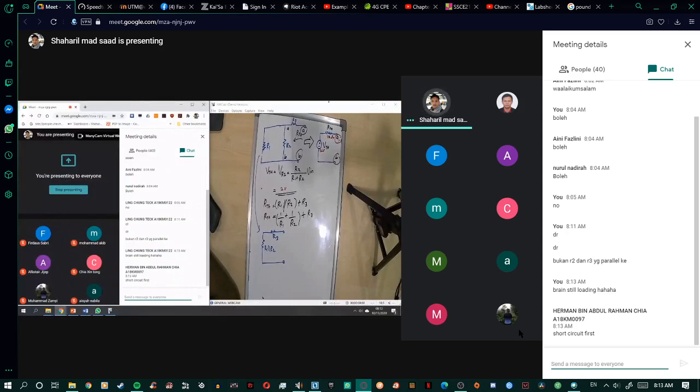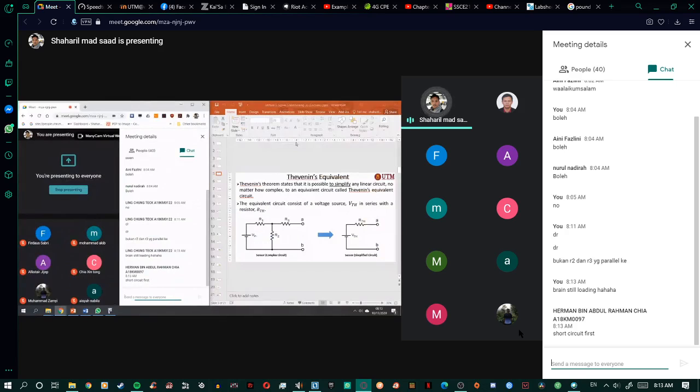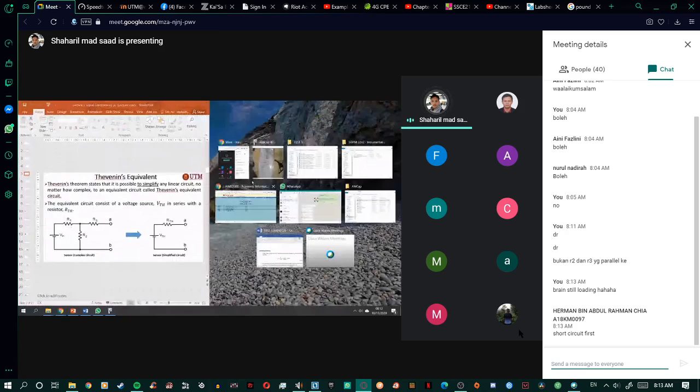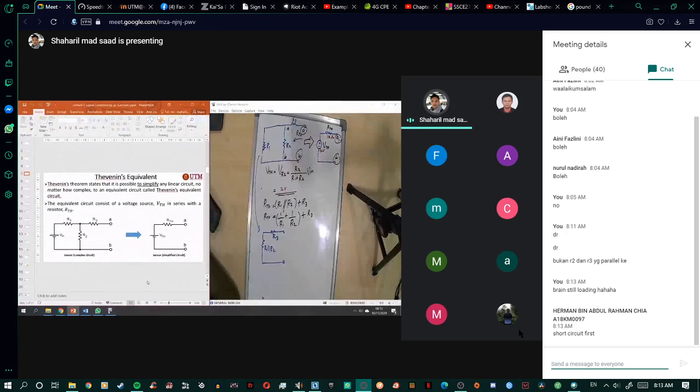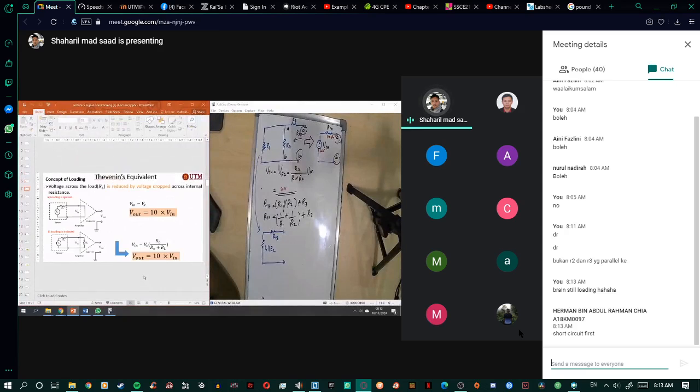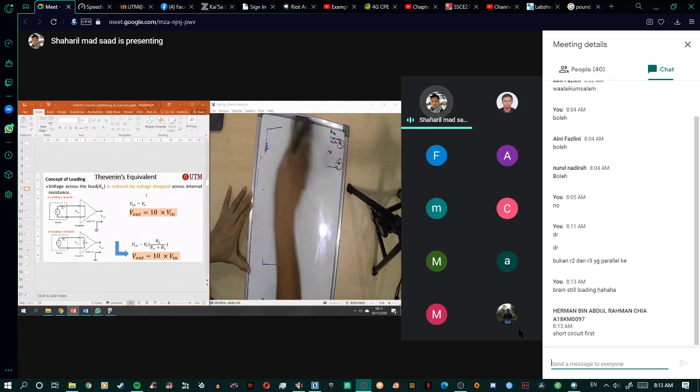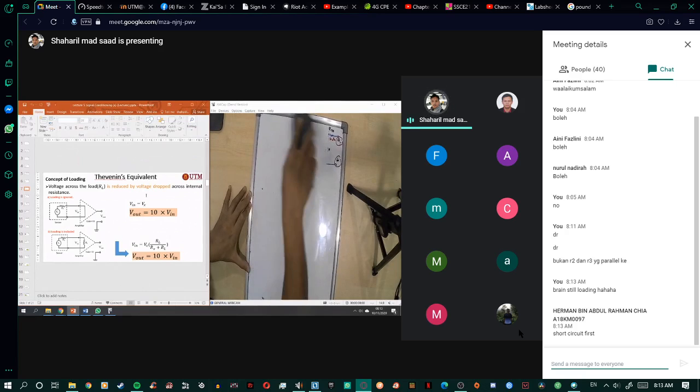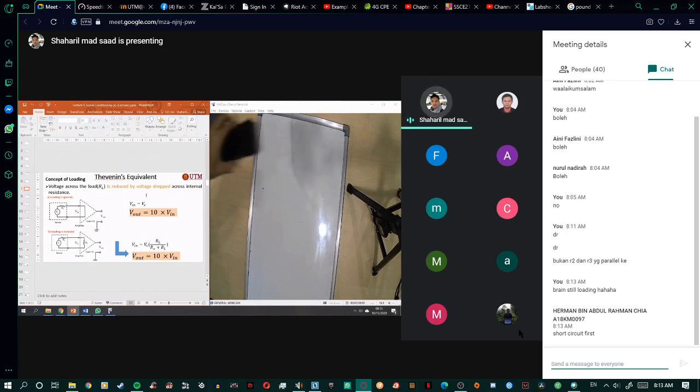Short circuit first. Yep, good. Short circuit first. Okay, now next is, what else? Okay, right. Concept of loading. All right. Let's say you have the transducer and it's connected to the signal conditioning. So when the transducer is connected to the signal conditioning, it will have what we call loading.